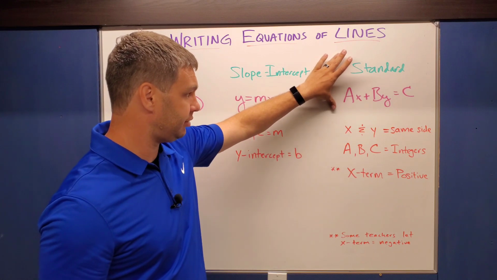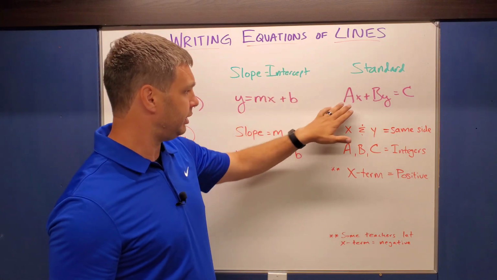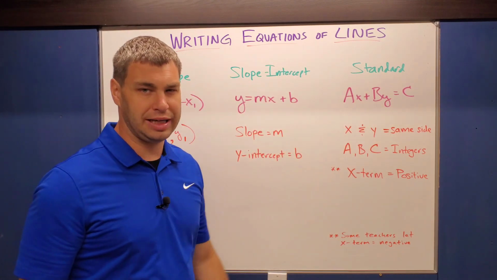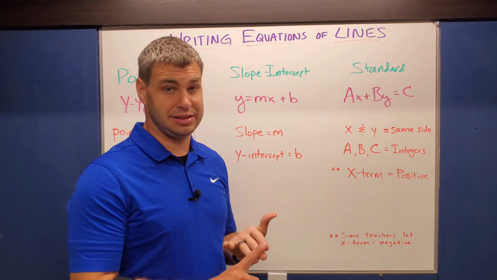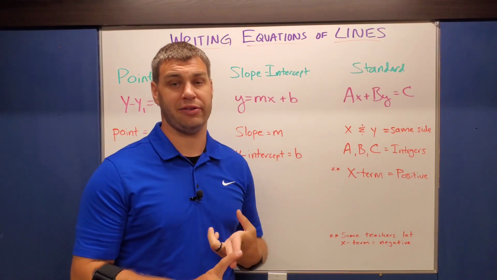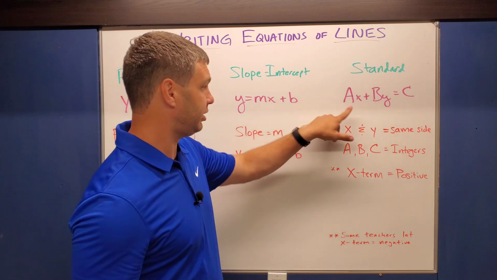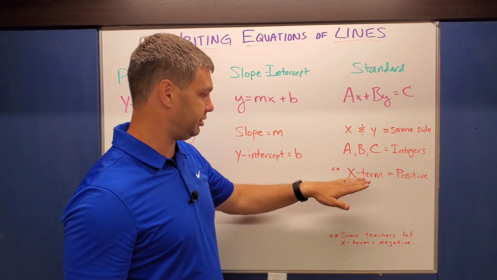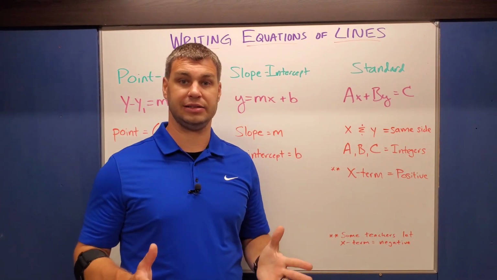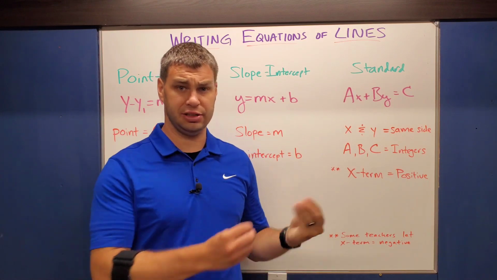All right, lastly, standard form. This one's the most tricky. It's in the form ax plus by equals c, where your a, b, and c are all going to be integers. Your x and y have to be on the same side. And then your x term, the term that comes first, is going to be positive. All right, so with that said, let's see if we can take one form and change it into another form.